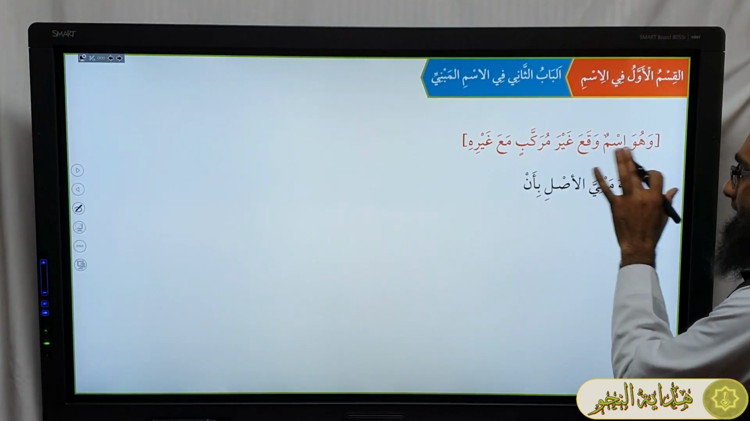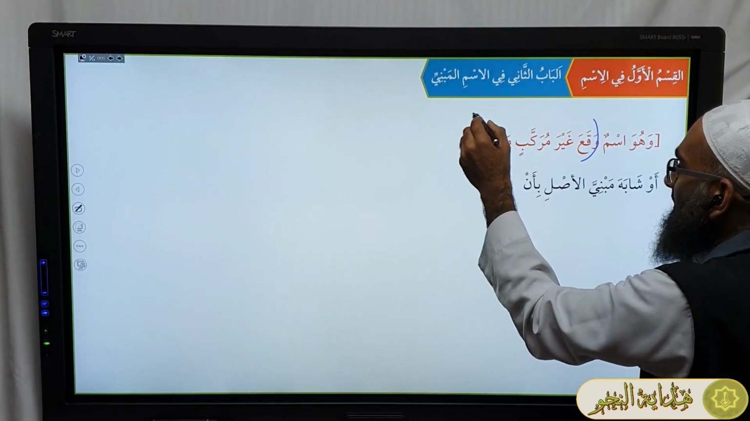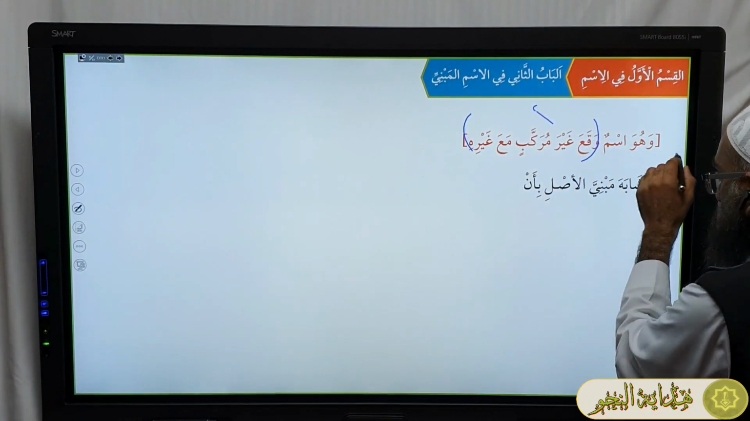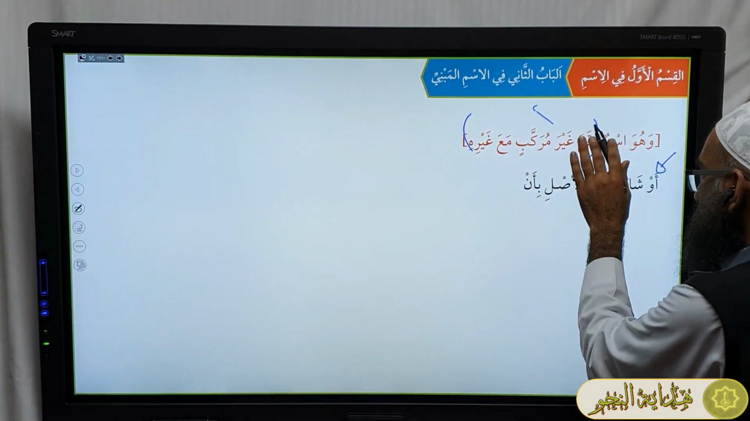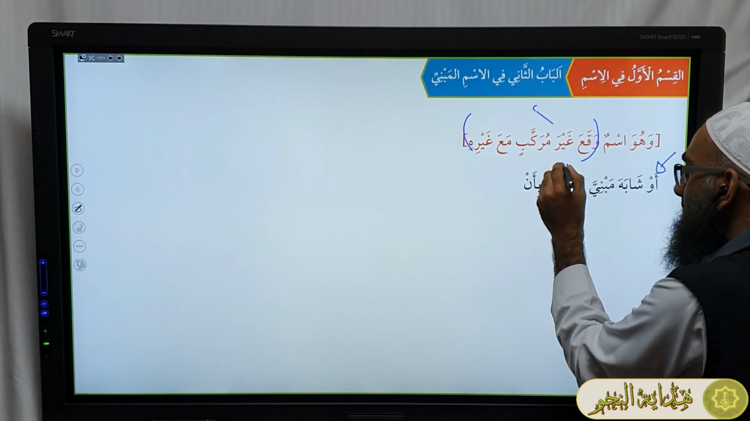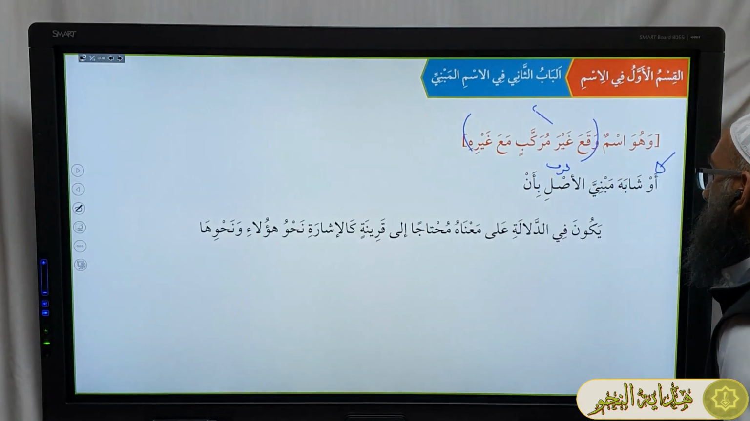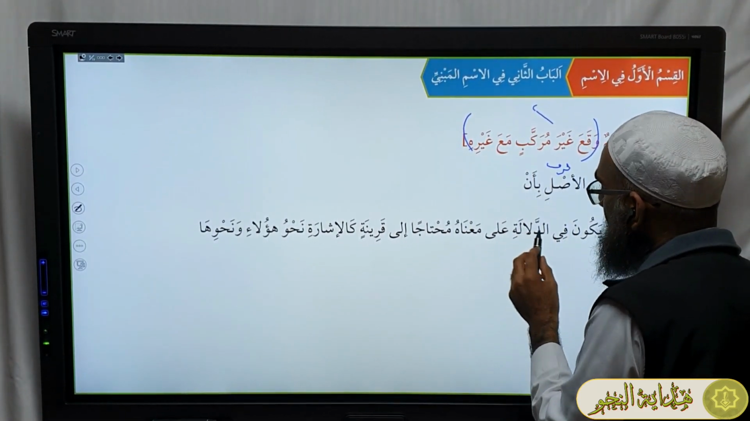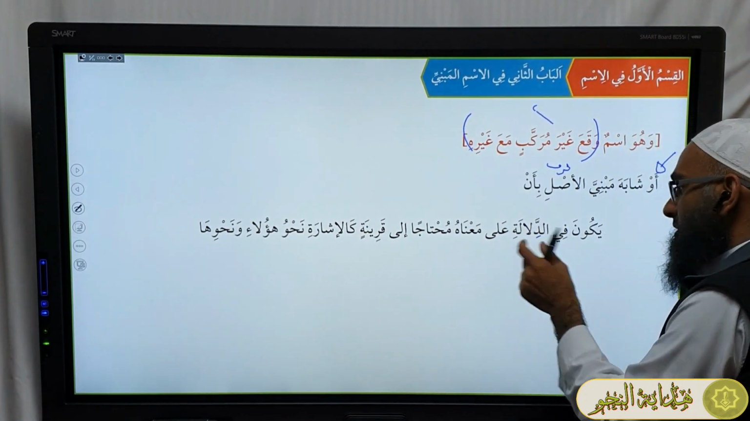So, an ism which is waqa'a ghayra murakkabin, that's his opinion, he's mentioned that. But this is now where the real thing starts. Any ism which resembles a mabni al-asl. And mabni al-asl is what? A harf. And how does it resemble the مبني الأصل? بأن يكون في الدلالة, and some say دلالة, this both is the same masdar.